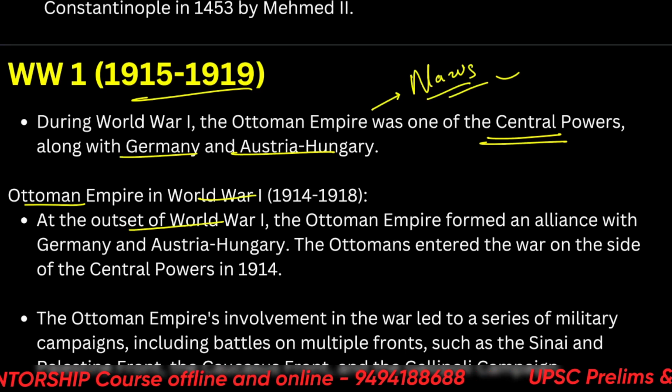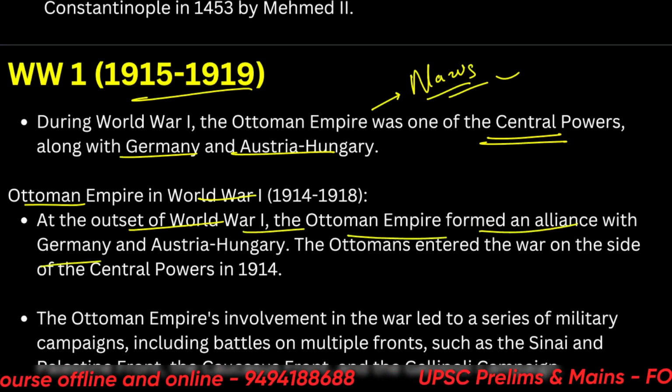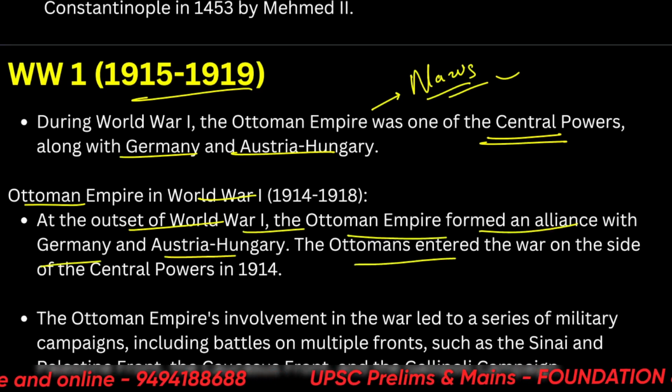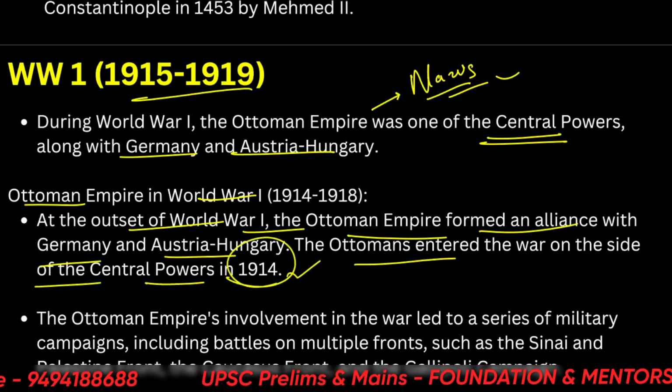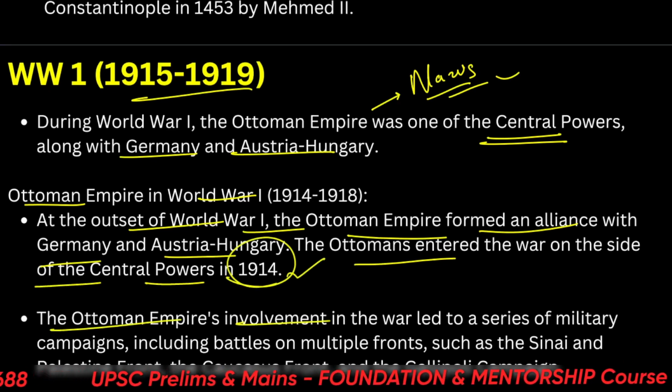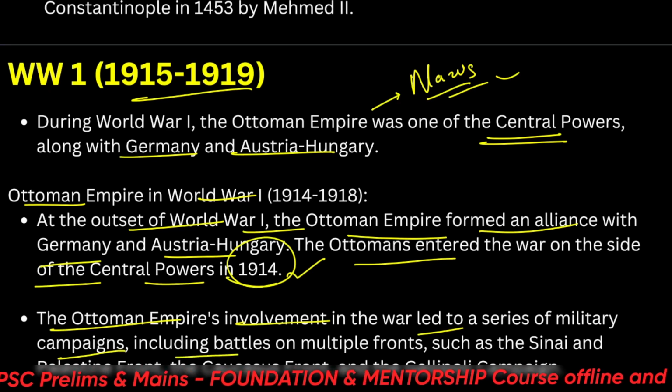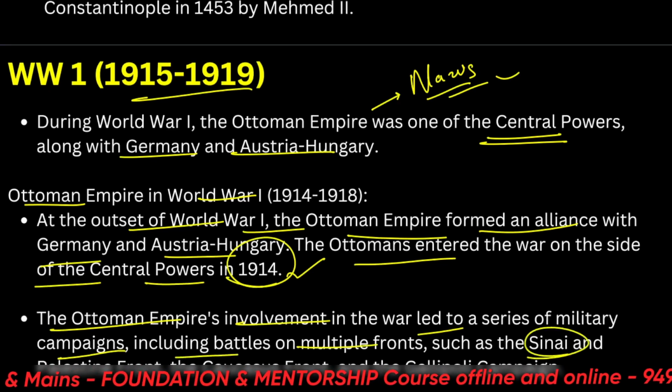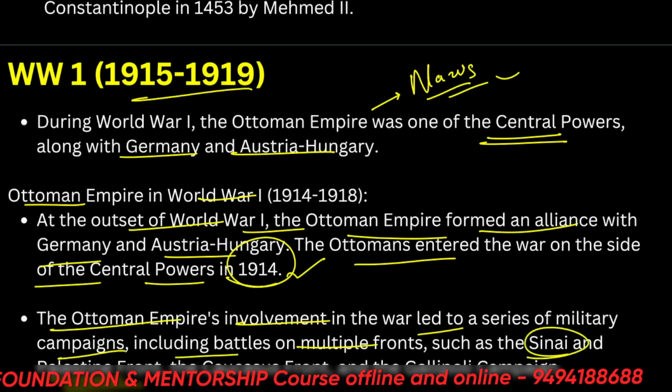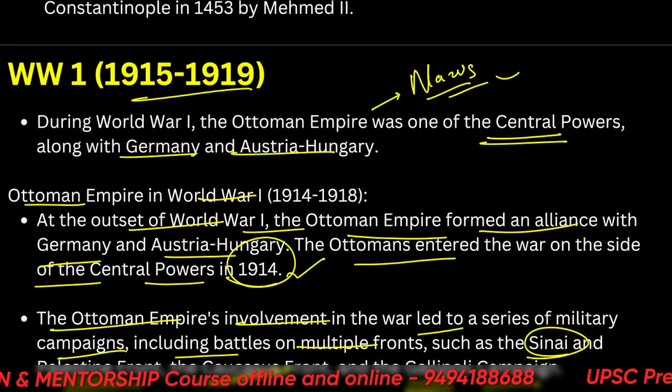So at the outset of World War I, the Ottoman Empire formed an alliance with Germany and Austria-Hungary, and entered the war on the side of the Central Powers in 1914. The Ottoman Empire's involvement in the war led to a series of military campaigns, including battles on multiple fronts, such as the Sinai Peninsula and the Palestinian Front, the Caucasus Front, and the Gallipoli Campaign.